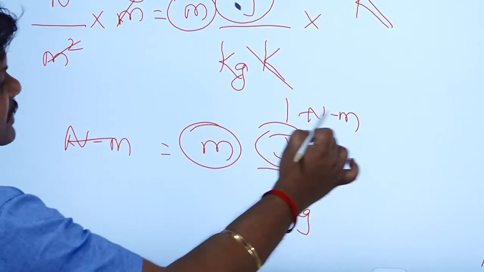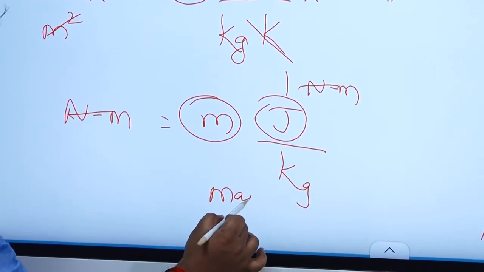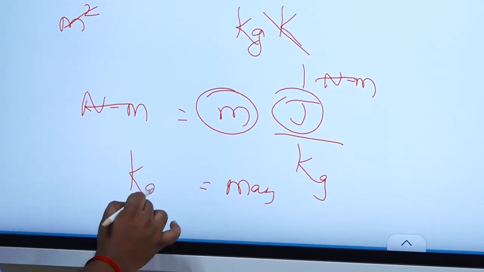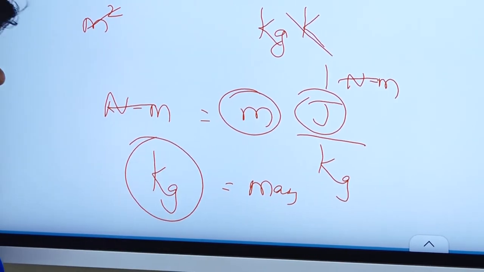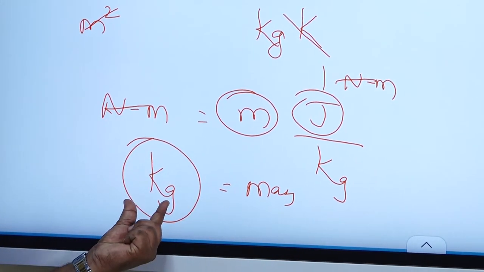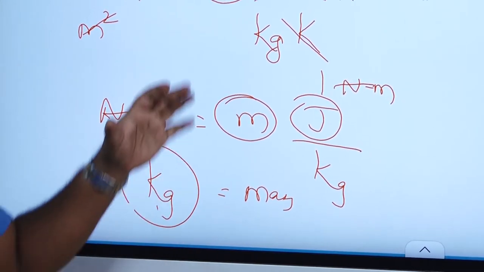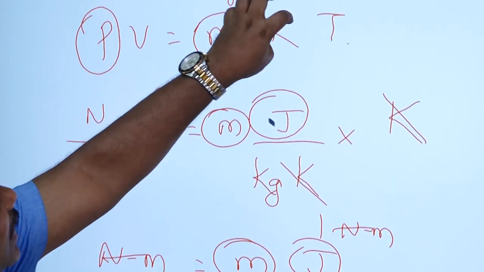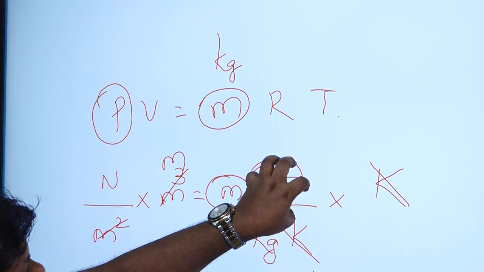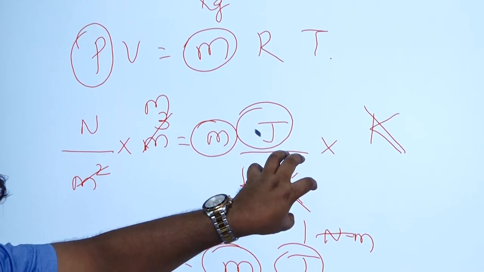So these two will get cancelled, and mass can be substituted in its unit, that is kilogram. So you have to ensure that this R should always be in joule per kilogram Kelvin.